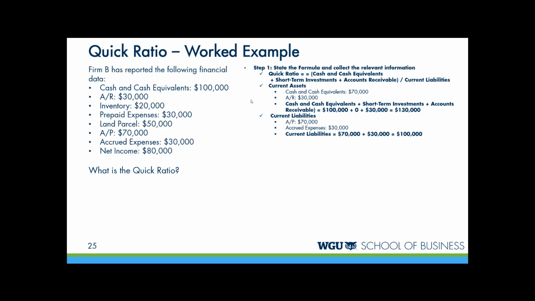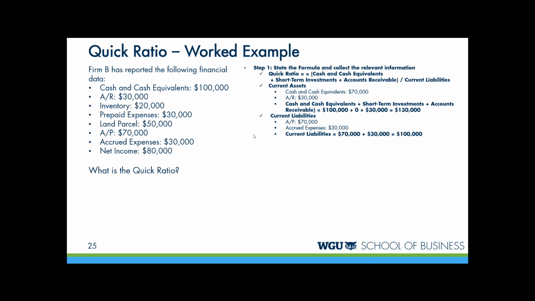Okay, and so the only two current assets that are included in this ratio are going to be our cash and cash equivalents and accounts receivable. So that's going to be 100,000. There's no short-term investment, so that's 0. And our accounts receivable is 30,000. So that gives us a total of 130,000 for the numerator.